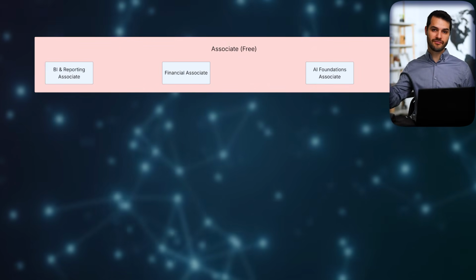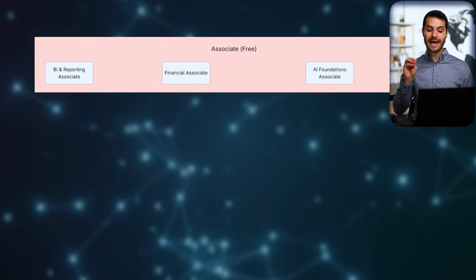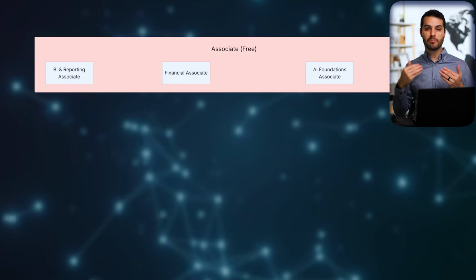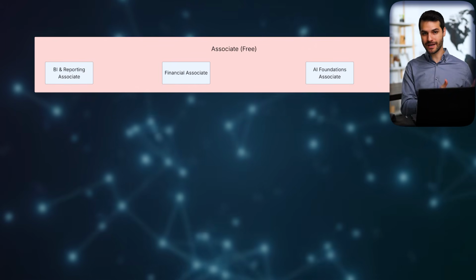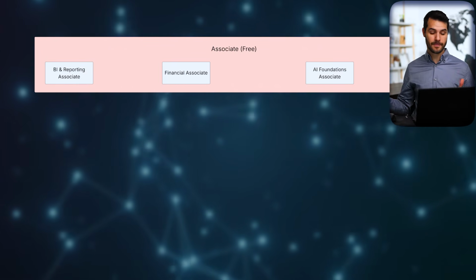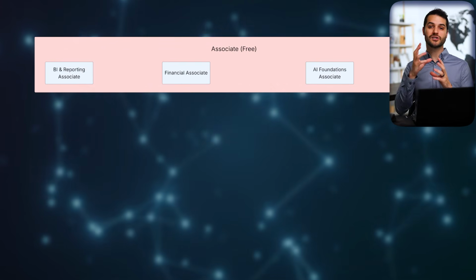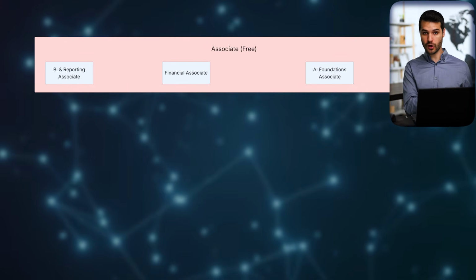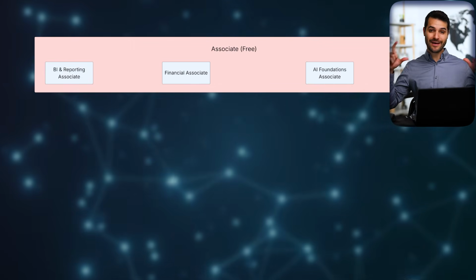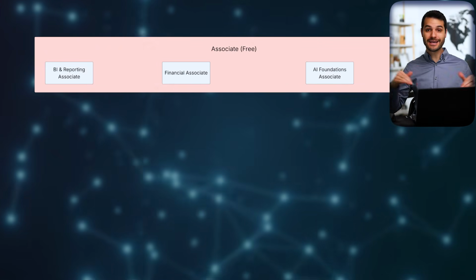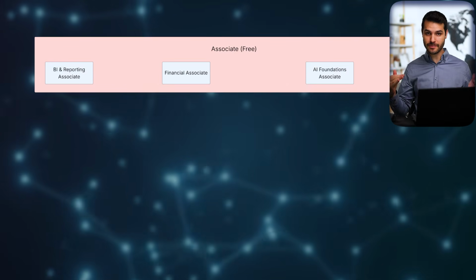Now, each one of these boxes is its own exam, and I'm making them blue for now. Blue indicates that it is a new exam that did not exist prior. As we go into the lower levels, you're going to start seeing yellow boxes, which are carryovers from the old system. Okay, so we have that associate level. They're free, they're easy exams, they tend to be a bit shorter.